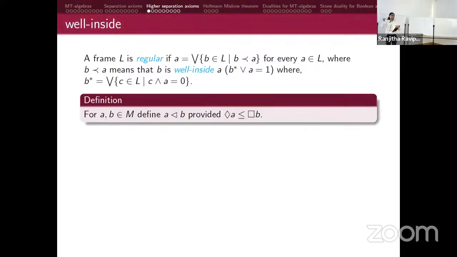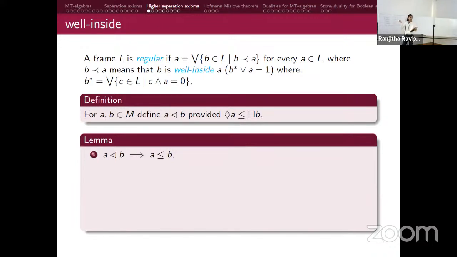And then I am going to define a very similar relation, but it doesn't look like that. I don't have a name for it, so I'll just call it triangle. For A, B in a modal algebra, A triangle B provided diamond A is below box B. I'm going to be using this definition throughout to prove some of the things I have.